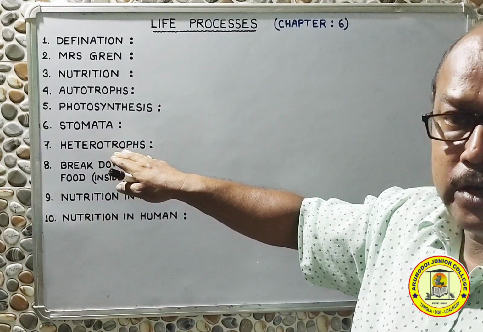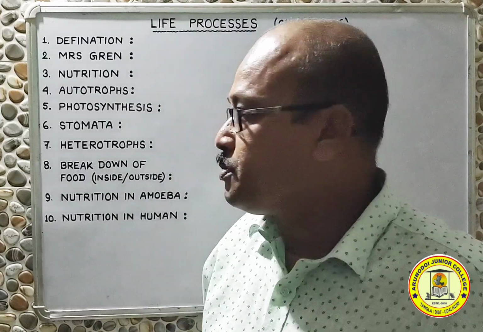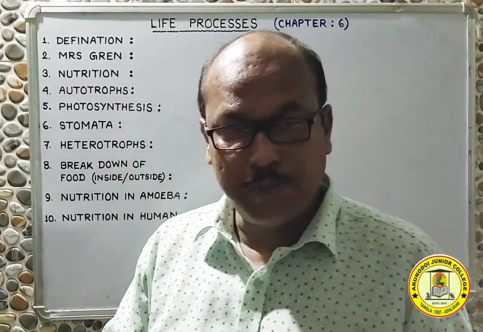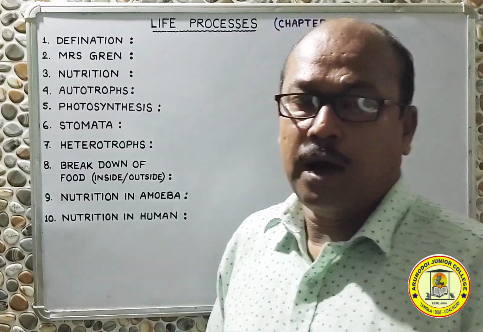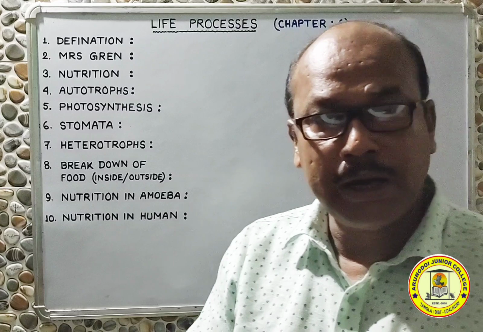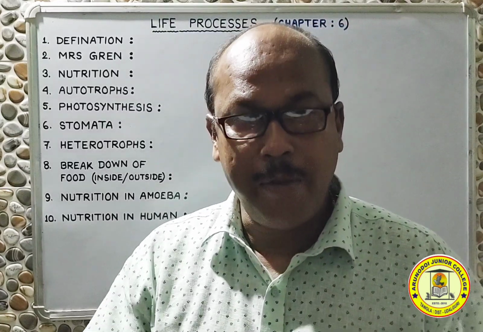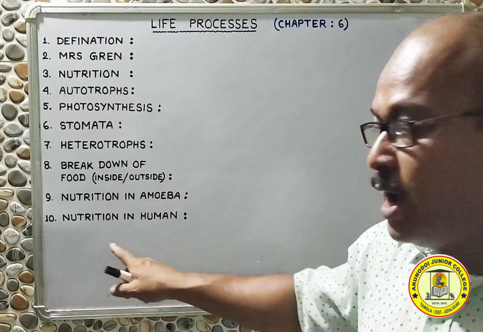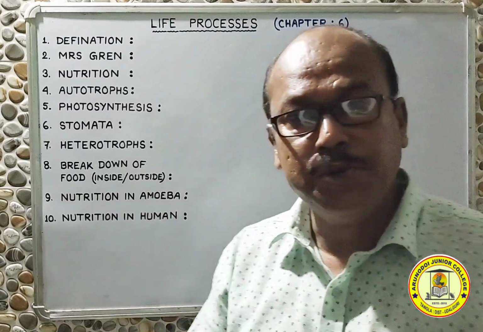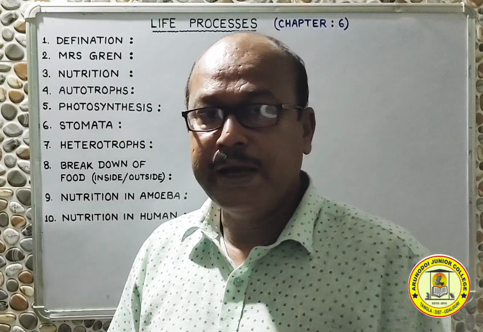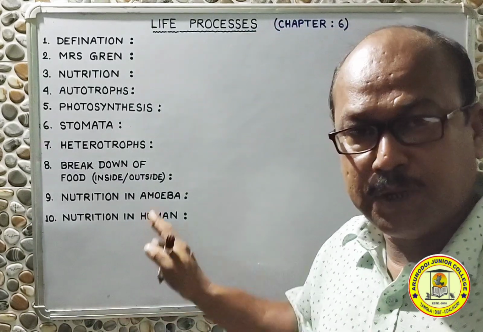Finally, we will come to the heterotrophic nutrition, the heterotrophs. After heterotrophs, we will come to see how the food is broken down by the organisms after getting nutrition. Finally, we will come to see nutrition in microorganisms, single cell organisms like amoeba. And finally, nutrition in human being. However, for this point number 10, nutrition in human being, I have already taken a class. I will share the link at the end of this particular class.